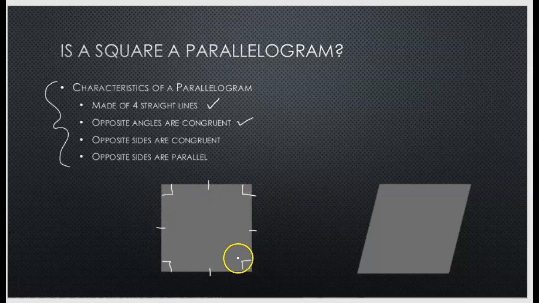Yes, it is true that all four of them are congruent to each other, but when we're talking about meeting that definition, my opposite sides are absolutely congruent. They are the same. And now, are my opposite sides parallel? Yes, most definitely. And then these guys are parallel with each other as well. So that means, yes, a square is a parallelogram.